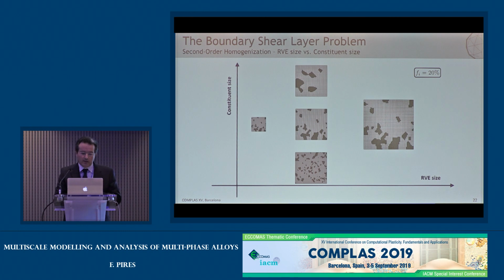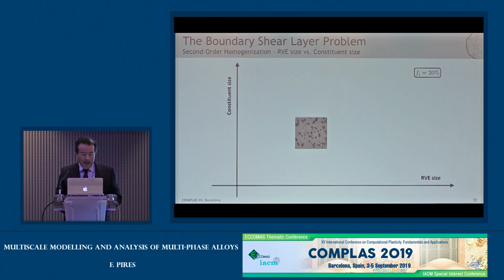Let me also mention that all the RVEs have been generated with the same volume fraction of 20% of hard inclusions. Although I'll only show one example of each, we did several realizations of all of them, and the results are more or less the same, so the differences are very small.